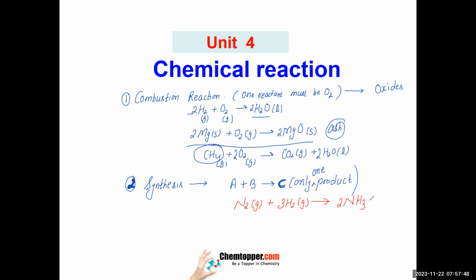It's 2NH3. Now, what is this? Is it a synthesis reaction? Yes, it is a synthesis reaction. I'm getting only one product, right? But it also falls in the category of oxidation reduction. That also we are going to learn. So these are combustion, synthesis. Then there is one more important term which you will see in many reactions or in many books, and is called a decomposition reaction.